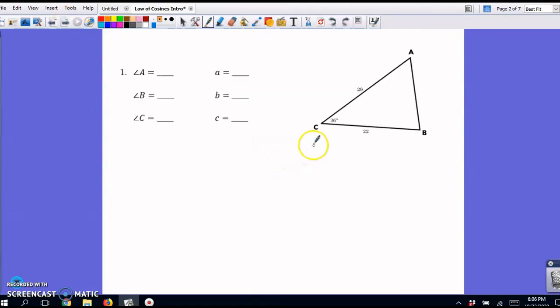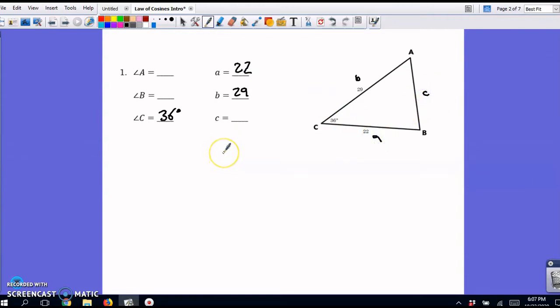Let me show you. You're given a triangle, so set up your array, your three angles and your three sides. C is 36 degrees. The 29 there is side B, between A and C. Sorry, make sure I get my angles in the right place. So B is 29 and 22 is A. This would be side C.